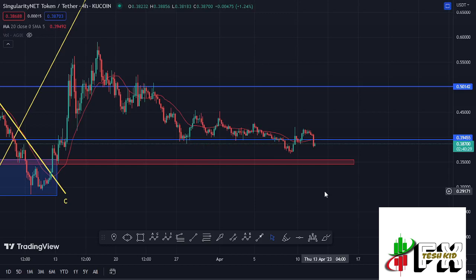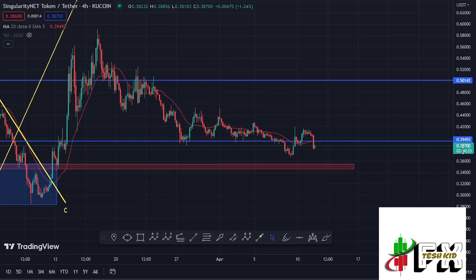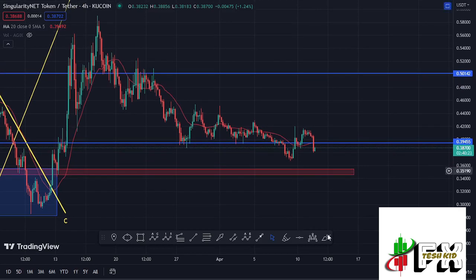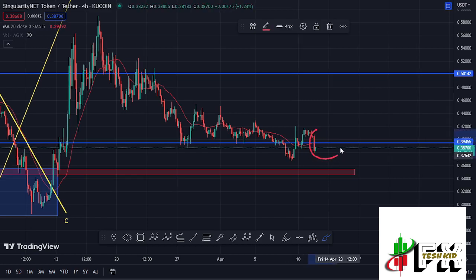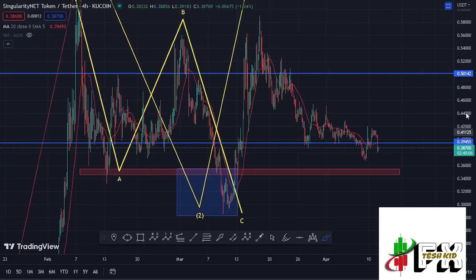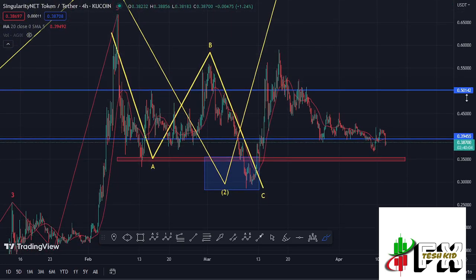Welcome back to Teshkid FX for another AGIX price prediction update, which at the time of this recording is holding below the 20-day MA here on the 4-hour chart, which is now acting as resistance. We are also holding below a key area of support at around the $0.39455 mark.